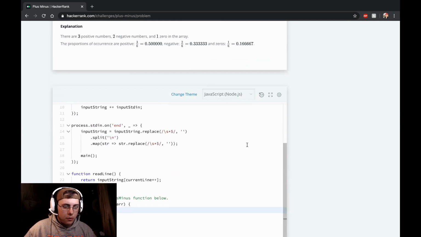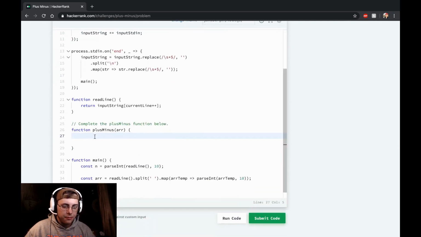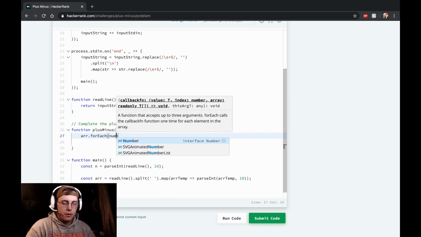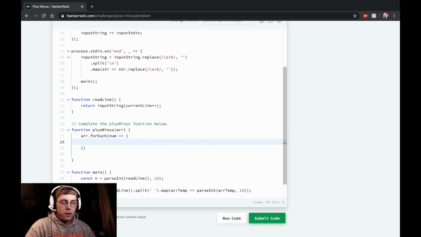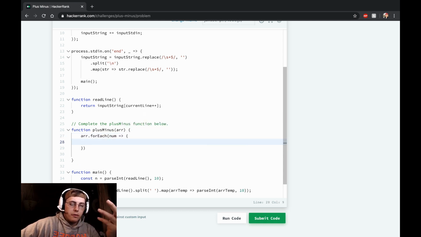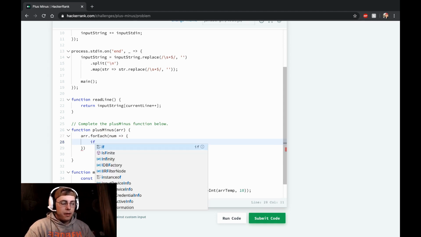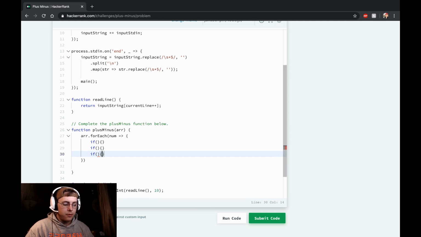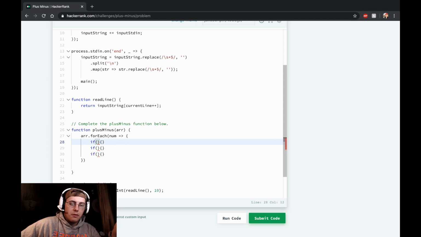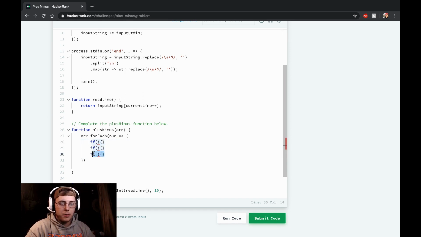It's got just an array of integers, so I know I need a loop. Let's say r.forEach(num). I'm looking for three things, so I'm just going to say if num is greater than, less than, otherwise do something here.